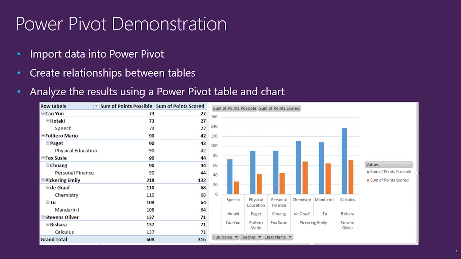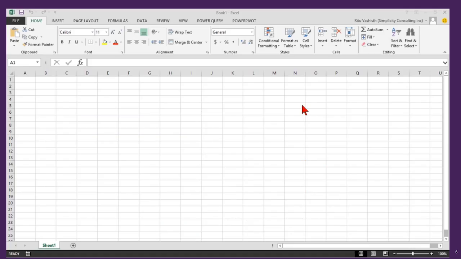achieve my goal. Let's look at how we can use Power Pivot to import data from an Excel workbook, create relationships between different tables of this dataset, and analyze and visualize the results using a Power Pivot table and chart. I have here a blank Excel workbook.